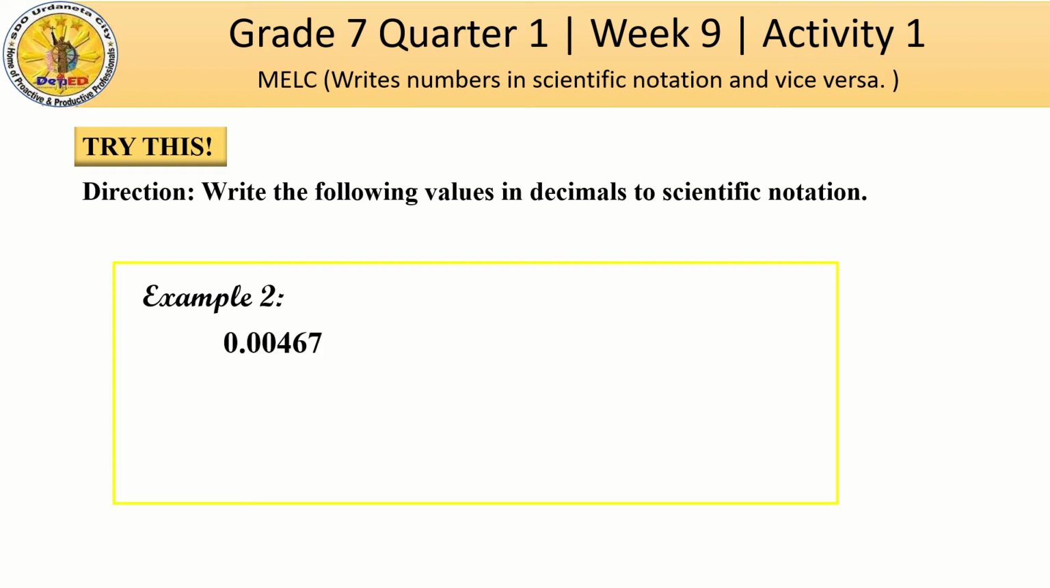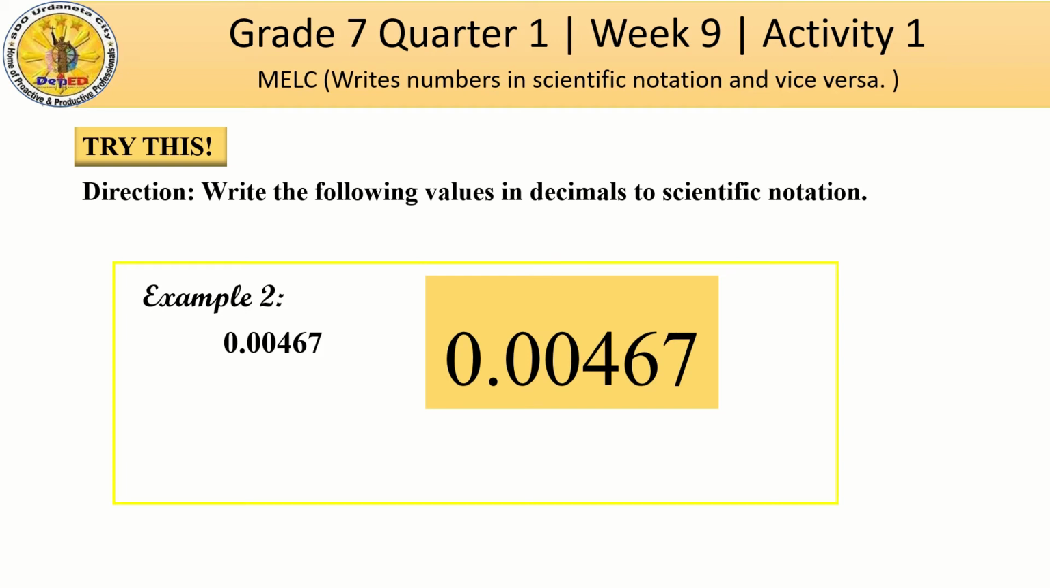0.00467, or 467 over 100,000. Ayan. So, isulat muna natin. And then move it to the right naman. So, we now have 4.67. And then, so we have there the answer, 4.67 times 10 raised to negative 3.